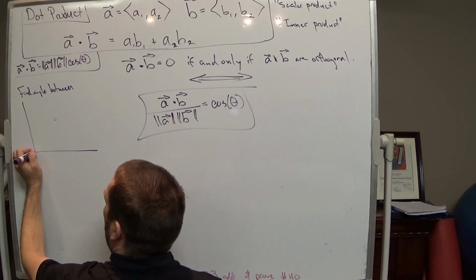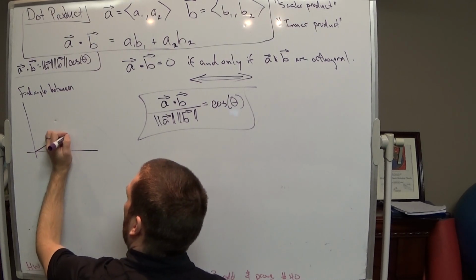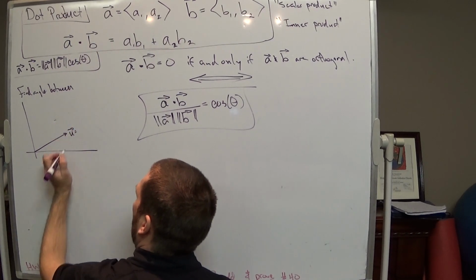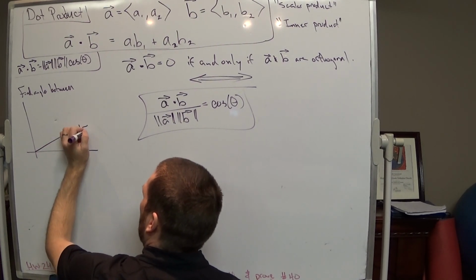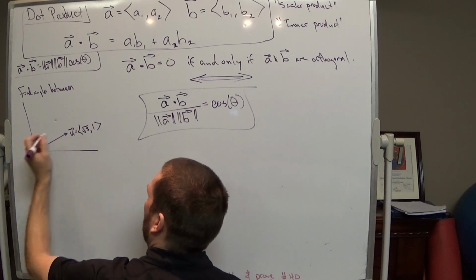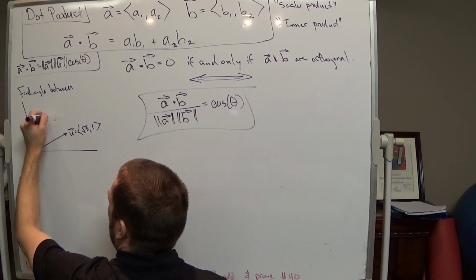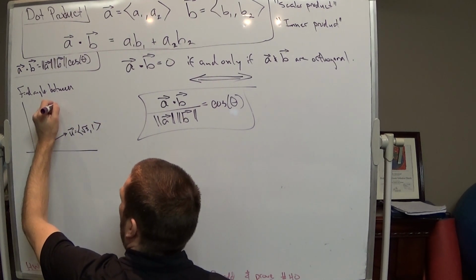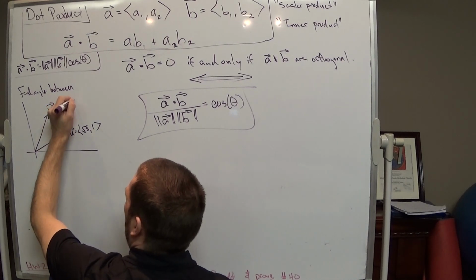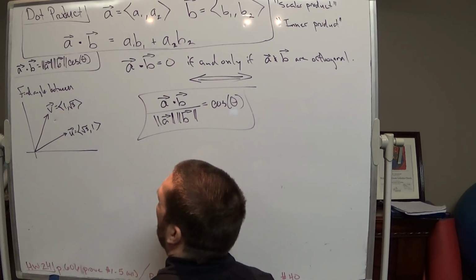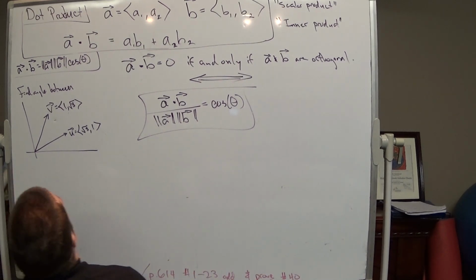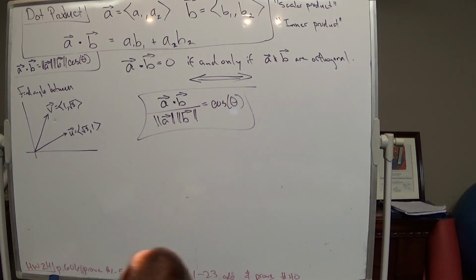U and V. Here's U, and it's equal to root 3, comma 1. Here's V, and it's equal to 1, comma root 3. Is there a 2 in there? There might be a couple of them. Well, let's see. What do we need to do?